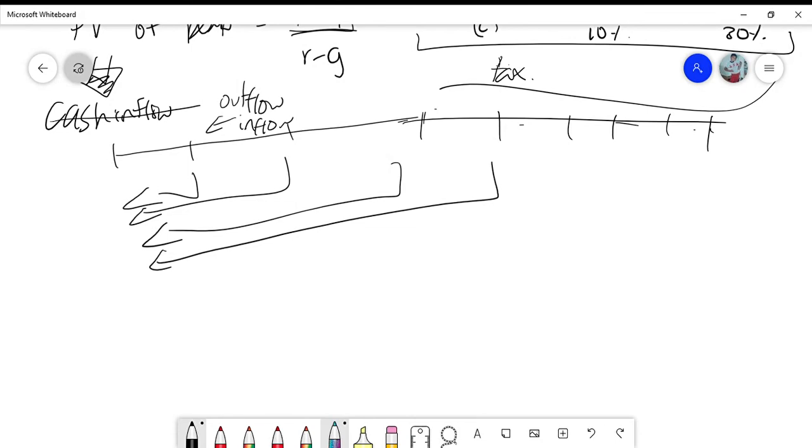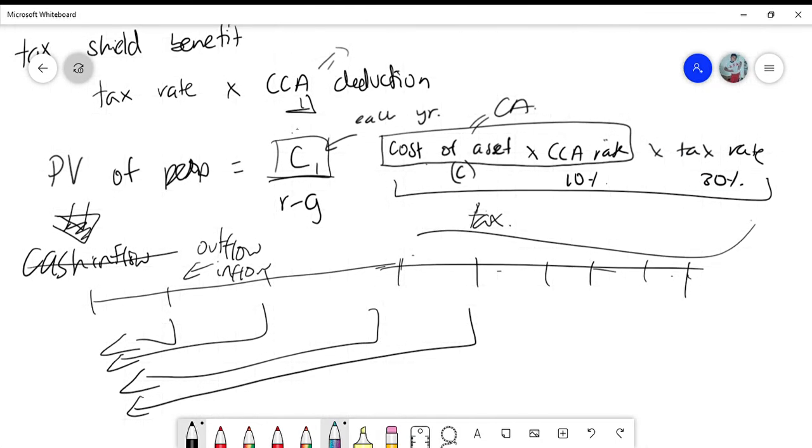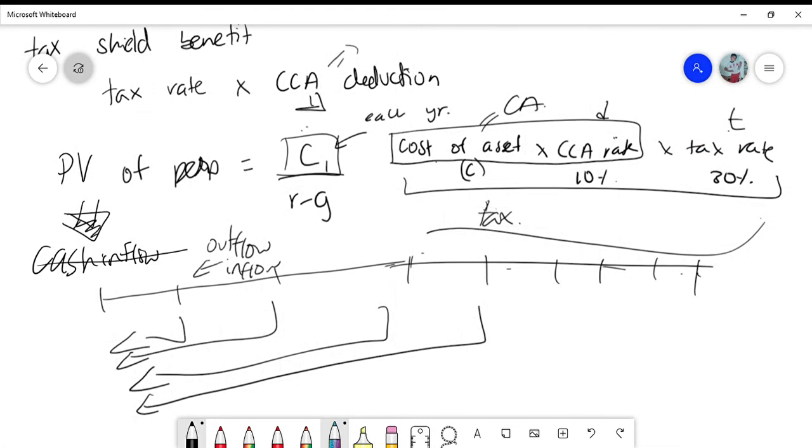So the present value, oh right, and there are letters for this. CCA rate, the letter is D, okay? And the tax rate, the letter is T. That makes sense. You can remember CCA is basically depreciation, so it's D. And then the R minus G, so R is just the normal discount rate. Never mind, no it's not. It's something else called K. What is K?